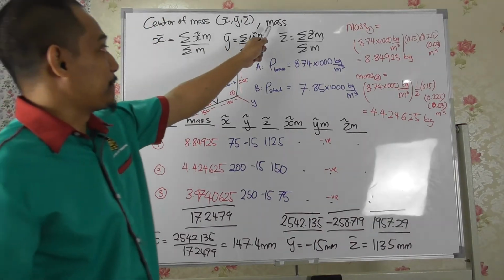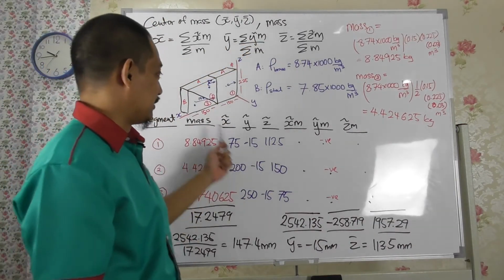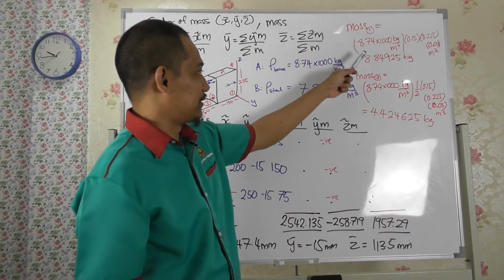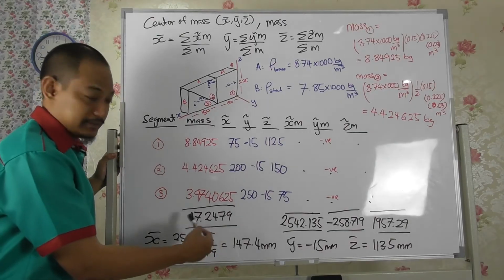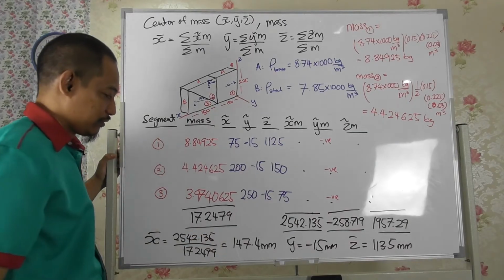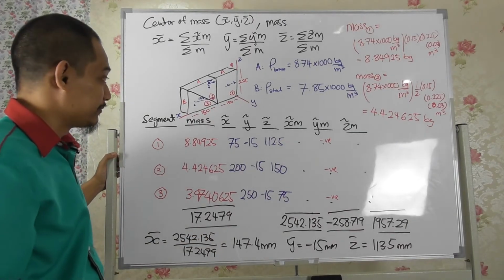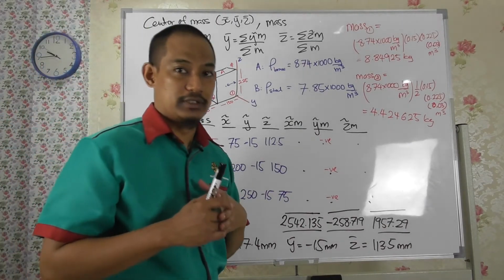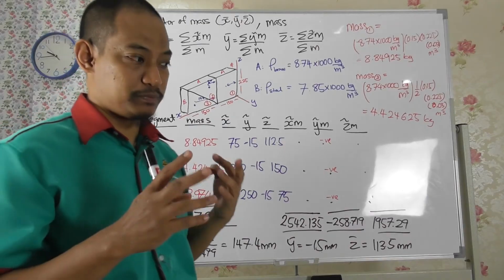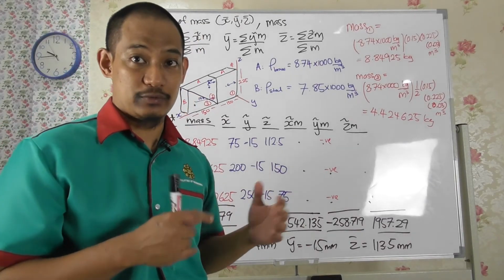What about the mass? The mass in total is basically just adding the 3 masses, right? So this is basically the total mass, 17.2479 kilograms, right? We have already calculated the total mass. So we have already answered the two things required in the part A question, right?